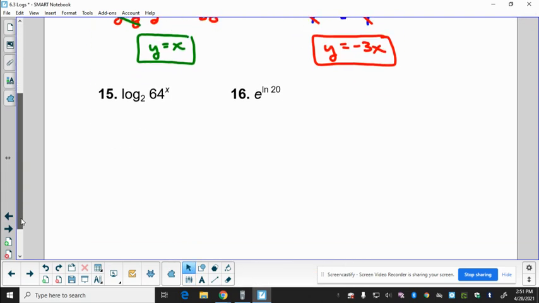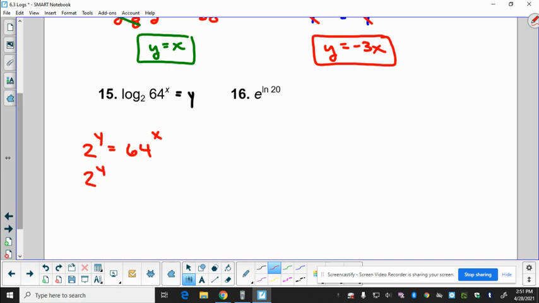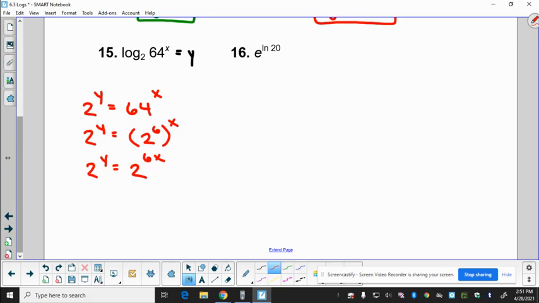These are just expressions. How about 15? Well, how about we just set that equal to y to give us something to work with. Let's change this to an exponential. 2 to the y is equal to 64 to the x. Let's change everything into bases of 2. Let's see, 2 to what power would be 64? 2 to the 6th power, I believe, to the x. So this would be 2 to the y, and multiply my exponents. Cancel out your bases. Okay, here we go. Y is 6x.